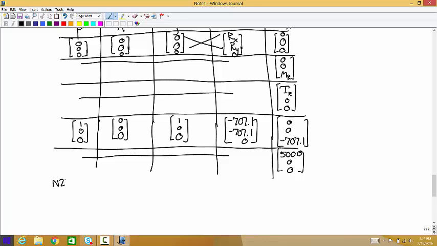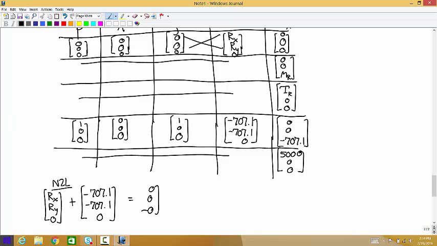So now Newton's second law says Rx, Ry, 0 plus negative 707.1, negative 707.1 is equal to zeros. So Rx, Ry is equal to positive 707.1, positive 707.1.